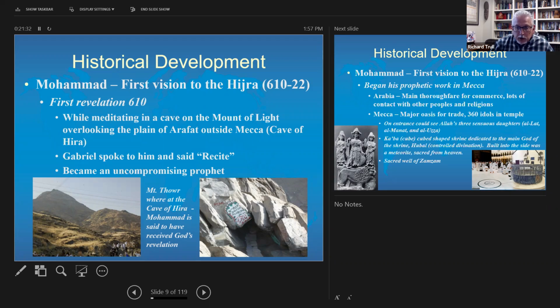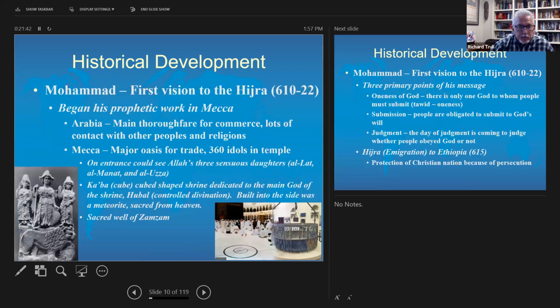And from that time on, basically, he became a very uncompromising prophet about who the one God is and what was expected. So he began his prophetic work right there in Mecca, which, of course, raised some issues right off. First of all, it was a polytheistic area, and the people there worshiped multiple gods. And here he's going to come in and really cause a stir.